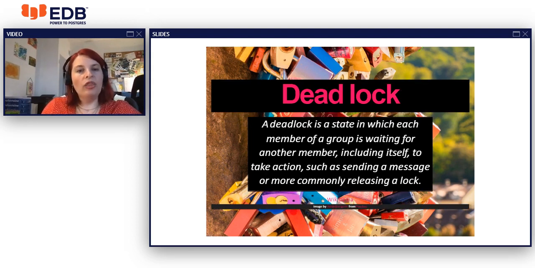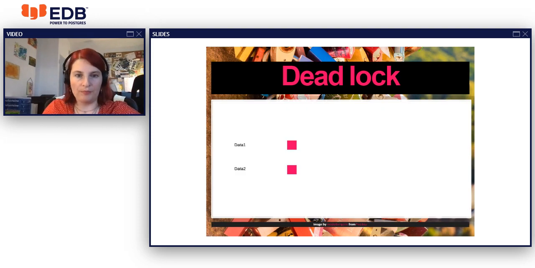Then there's another thing you need to know. It's deadlock. A deadlock is a state in which each member of a group is waiting for another member, including itself, to take action such as sending a message or, more commonly, releasing a lock. It means that if you create a graph of who is locking who, you will find a cycle, and that's problematic. Let's see how it works in an example.